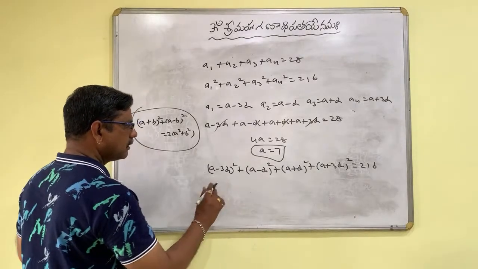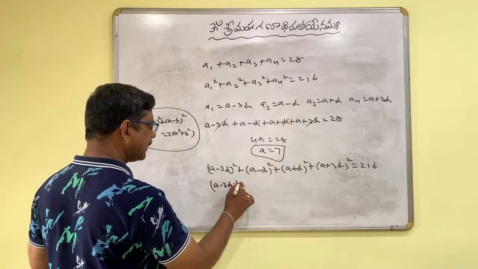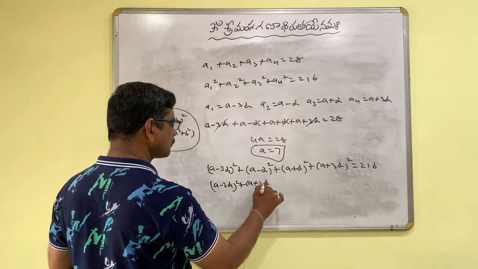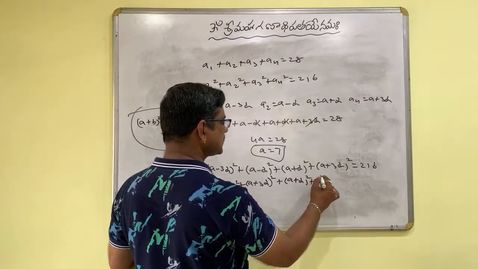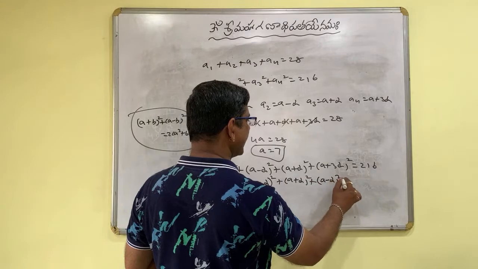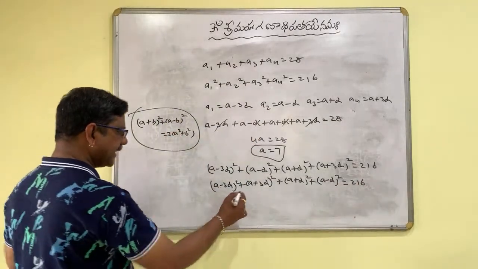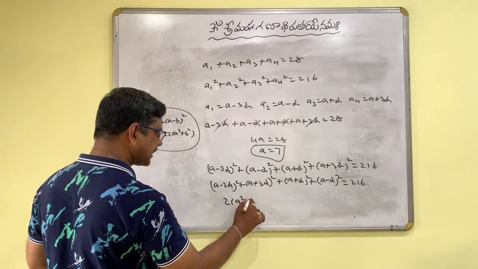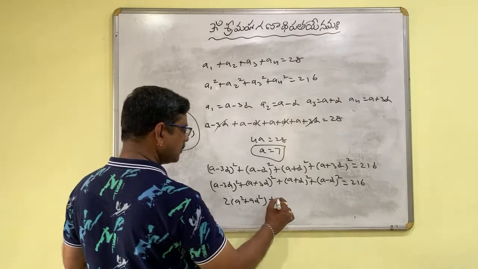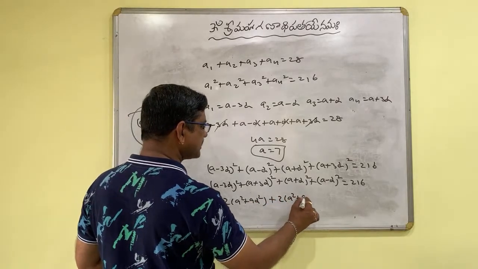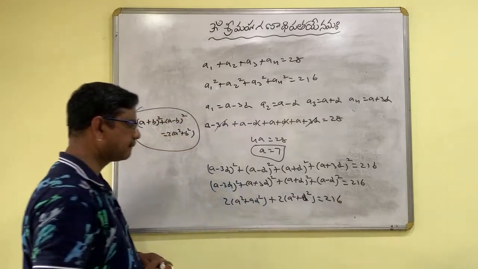So rearranging the terms, (a−3d)² + (a+3d)², (a+d)² + (a−d)² is equal to 216. So ఇక్కడ ఏం రాయొచ్చు, 2 times of a² + 9d²... ఇక్కడ 2 times of a² + d² is equal to 216.